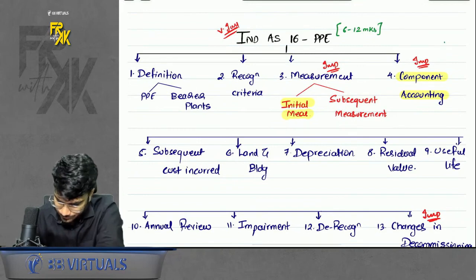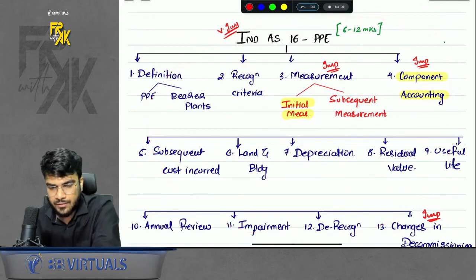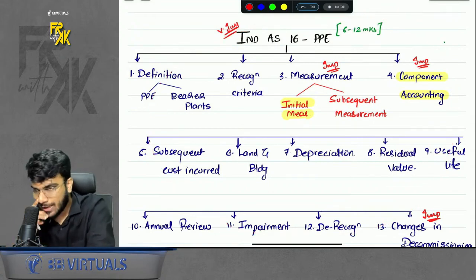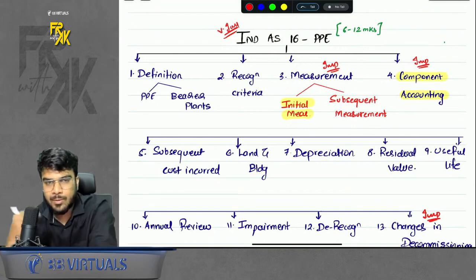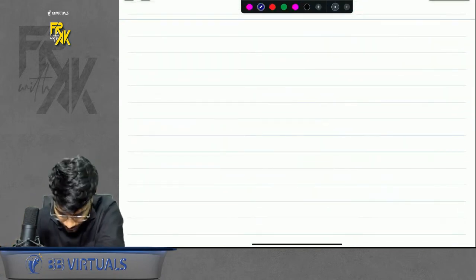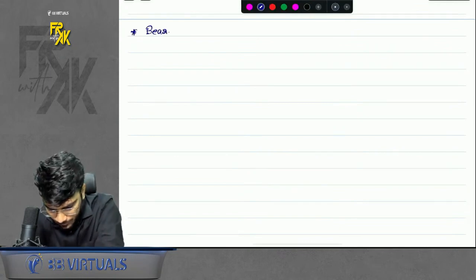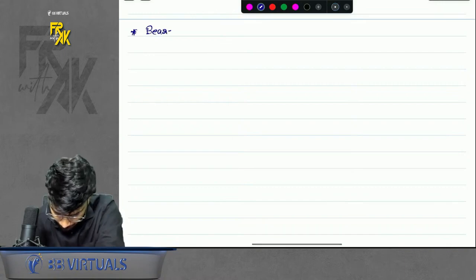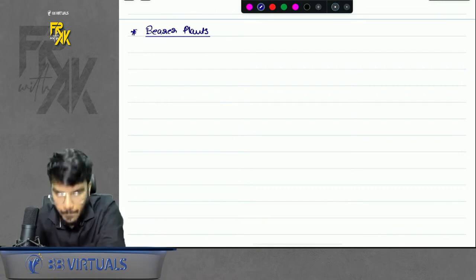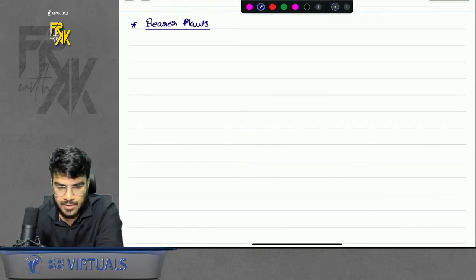Also, what you can do is leave some space in your notebook for this chart. Once the lecture is over, of course, I will upload the notes on your Google Drive. So you can download the notes and prepare the chart, which will help you in revision also. So just leave one page and you can write it down. First point, which we are discussing, is bearer plants.